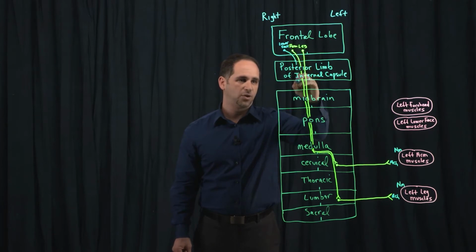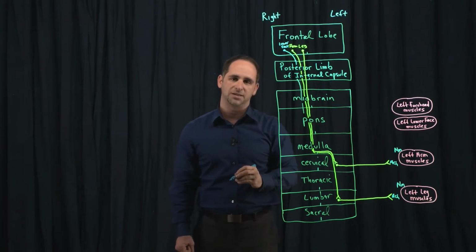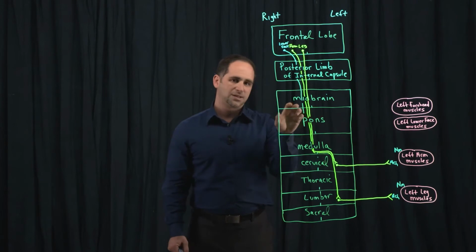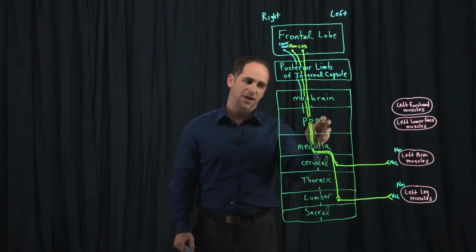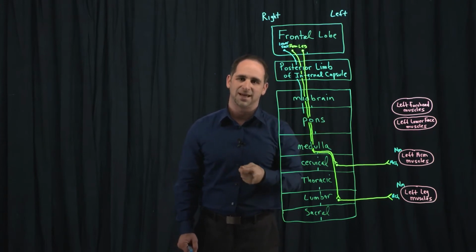Going to go down through the posterior limb of the internal capsule. It's going to go down through the ventral midbrain, which is called the crus cerebri. It's going to go down through the ventral pons called the basis pontis. But now this is the difference. The cell bodies of the lower motor neurons for the face are actually found in the very bottom part of the pons. It's called the caudal pontine tegmentum.